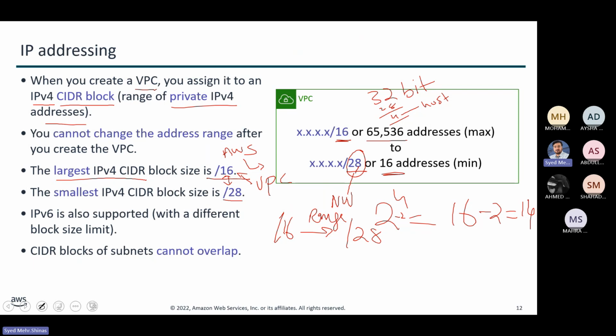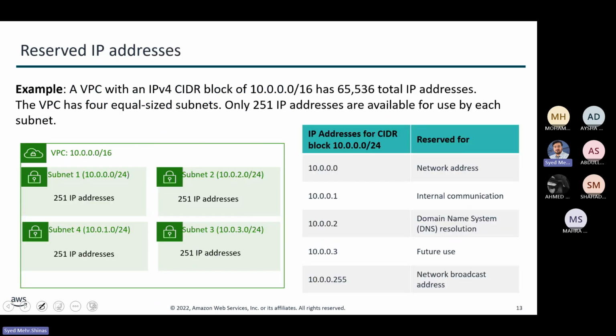IPv6 is also supported with a different block size limit, but we will only focus on IPv4 here. The CIDR blocks of the subnets cannot overlap. If you are using CIDR properly, definitely it will not overlap. Okay, so get to know this.